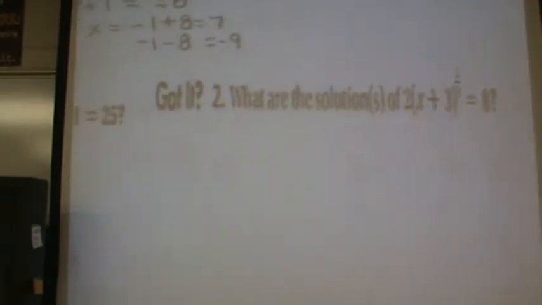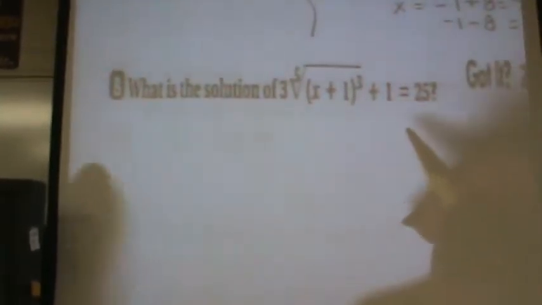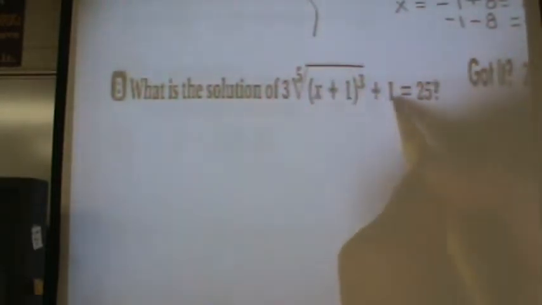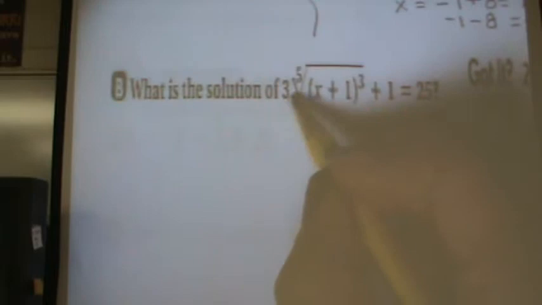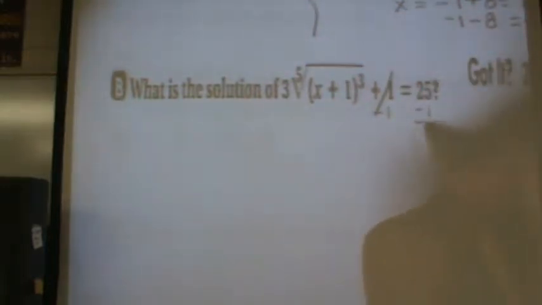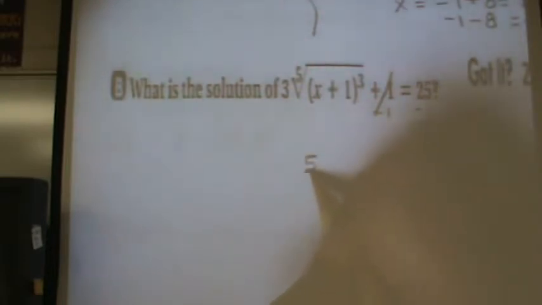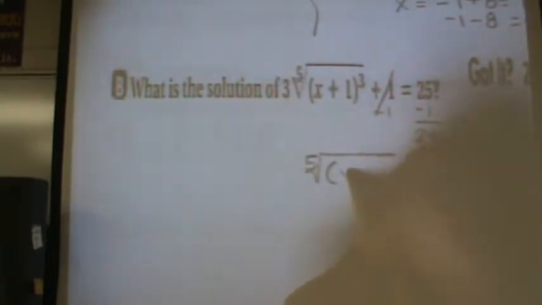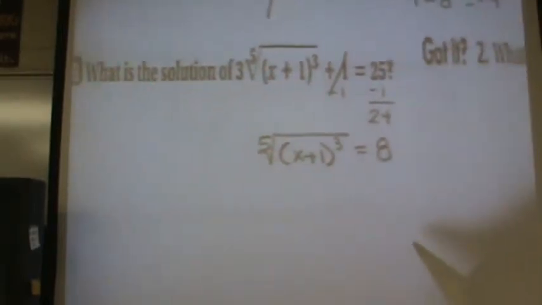Now we did this one in class, but it's not gonna hurt to do it again. Can someone tell me what I should first do to get rid of this 3 and this 1? Minus 1. We're gonna subtract 1, and then divide by 3. Can I just do it like that, to get it simplified as quick as possible? So is everybody there? Yes.